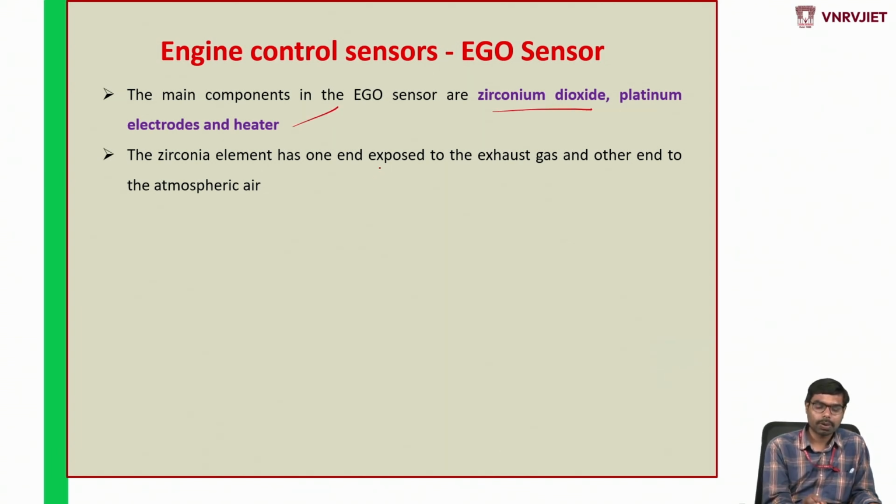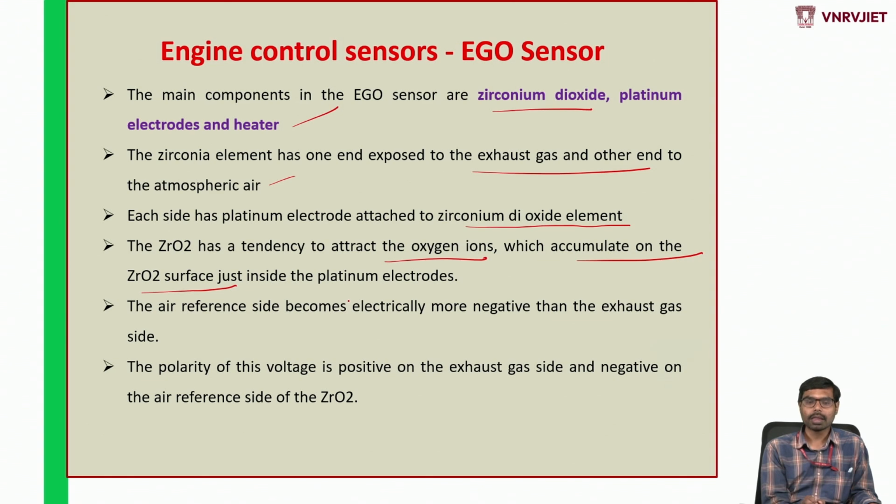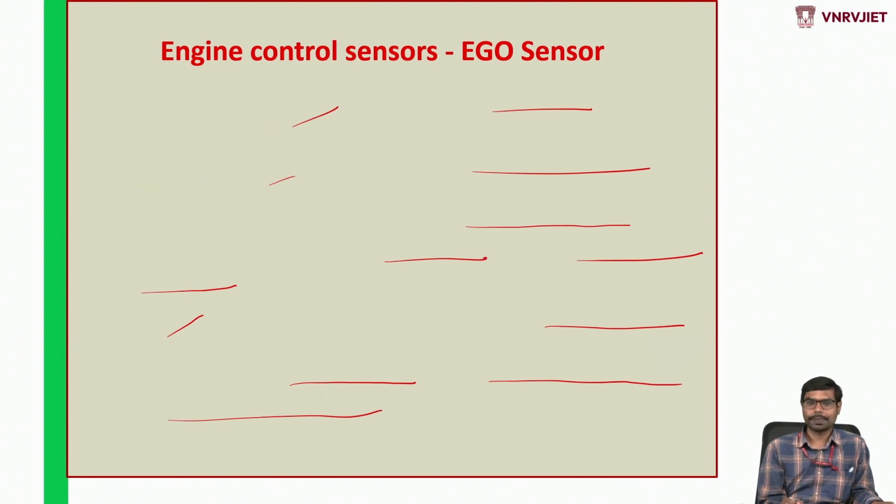This zirconia element, as I mentioned, has one end exposed to the reference pressure, the exhaust, and the other end exposed to the atmospheric air. Each side's platinum electrode is connected to the zirconium oxide element. The tendency to attract oxygen ions, which accumulate on the ZrO2 surface just inside the platinum electrodes, makes it electrically more negative than the exhaust gas side. When more oxygen is present, it becomes more negative, and that gives more voltage. The polarity of this voltage is positive on the exhaust side and negative on the air reference side of the ZrO2. You can see this in the picture again.